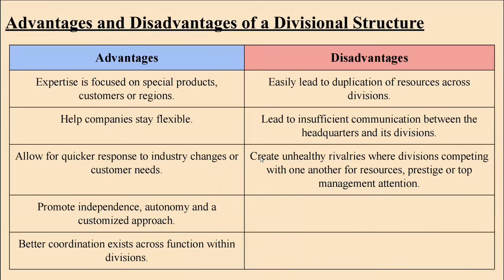Both advantages and disadvantages. For advantages, the expertise is focused on a special product, customer, or region. Second, this structure helps companies stay flexible and also allows for a quicker response to industry changes or customer needs. This structure also promotes independence, autonomy, and a customer's price, which give better coordination across functions within the division. For the disadvantages, the structure will easily lead to a duplication of resources across divisions.